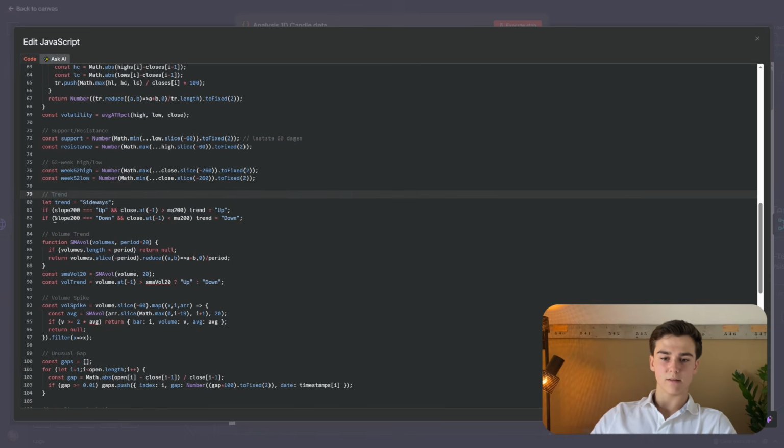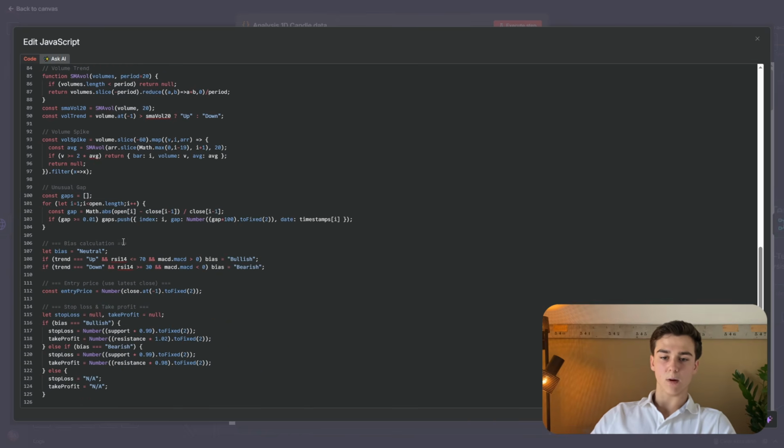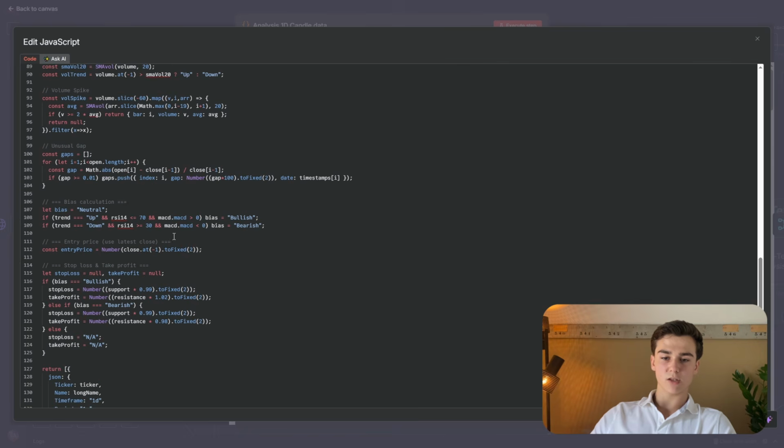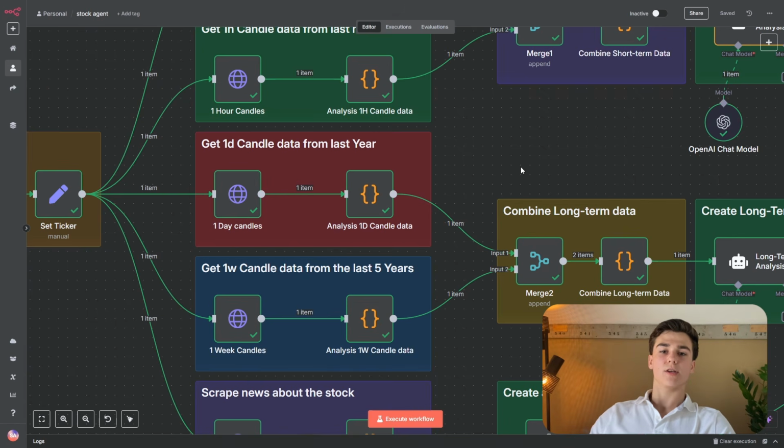Then we have the trend, the volume spikes, unusual gaps, the bias calculation, then the entry price, and then the stop loss/take profit. And then we also give it the output structure on how it should return all of the data. And this script will also be freely downloadable in our free Skool community, so you can just grab that resource from there. Okay, so this is everything we have to do to calculate these indicators.